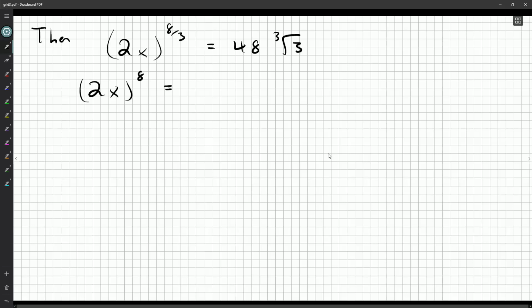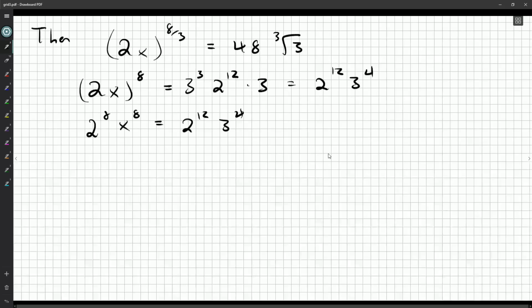So then 2x to the 8/3 is 48 cube root of 3. I'm going to cube both sides, so 2x to the 8 is going to be 3 cubed, and then we're going to have 2 to the 4, so 2 to the 12. And then 3 here, so that's 2 to the 12, 3 to the 4. So this is 2 to the 8, x to the 8 over here. Divide by 2 to the 8 on both sides, so we get x to the 8 is 2 to the 4, 3 to the 4.